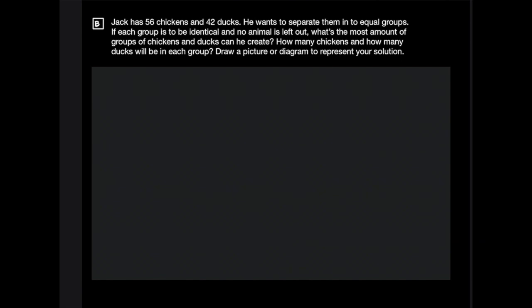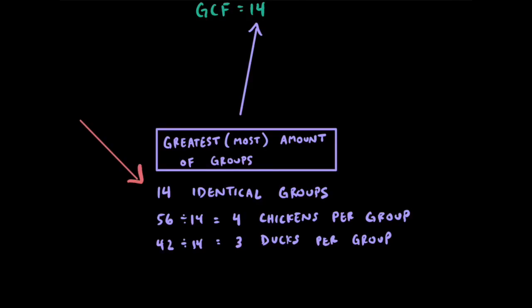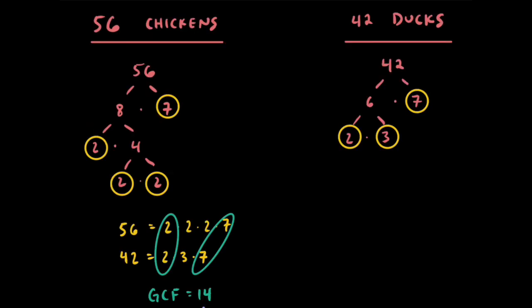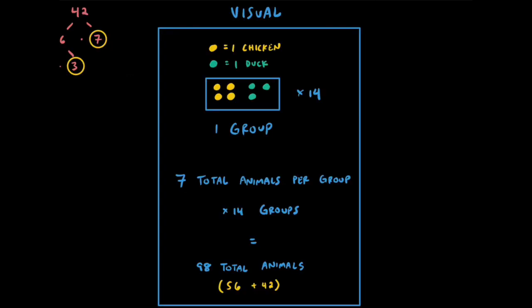Pause the video and try example B here. When you're ready, unpause the video to see the solution. It turns out 14 identical groups could be made. Since the directions didn't say which method or how many methods I needed to use, I decided to use prime factorizations here. Since the directions mentioned to create some sort of visual or diagram, I created a little picture here to represent each group. To be very clear, I also wrote a little bit of information at the bottom to show how my answer does make sense.